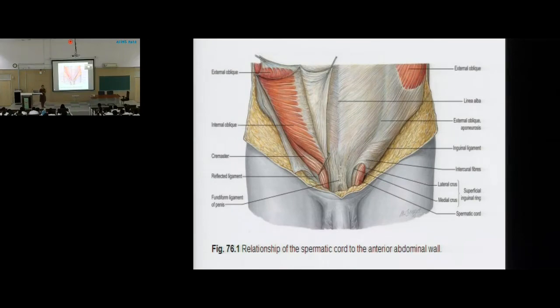Base कहाँ है? Base is over the pubic crest. Why? Because these fibers are going to come like this. Okay, and I told you they are going to get attached here. यहाँ पर attachment होगा. ठीक है? And the inguinal ligament is here.